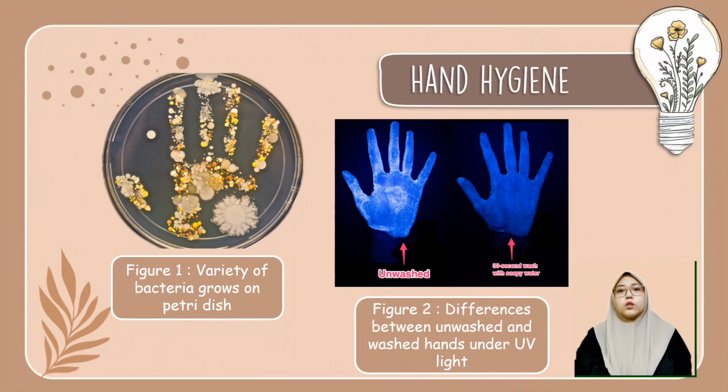We all know that microbes are everywhere, but without seeing them with our bare eyes, it's almost impossible to comprehend. Hence, the first photo shows bacteria that grew when a boy who had been playing outside pressed his hand onto a petri dish. It shows a variety of bacteria growing on the petri dish. The next photo shows the differences between unwashed and washed hands under the UV light. The photos showed how much of a difference it makes to rinse your hand for 6 seconds or to rub them with soap and water for 30 seconds.